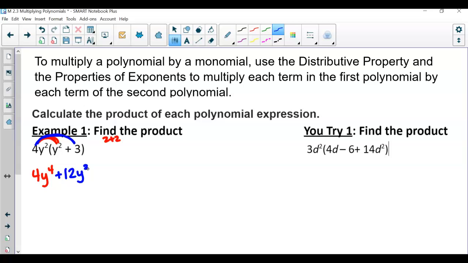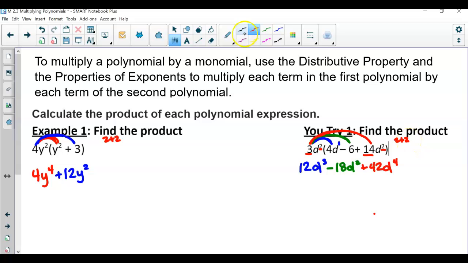And here we go. So here I've got 3d squared times 4d, giving me now 12d to the third power. That's 2 plus 1. And here I've got 3d squared times negative 6, negative 18, then bring down the d squared. Then the last here, 3d squared times 14d squared. Well, 3 times 14 is 42. Then d to the fourth power, because again, you had squared and squared. 2 plus 2 is 4.